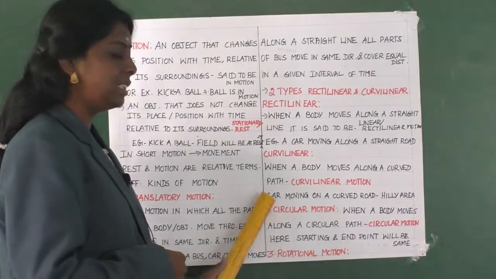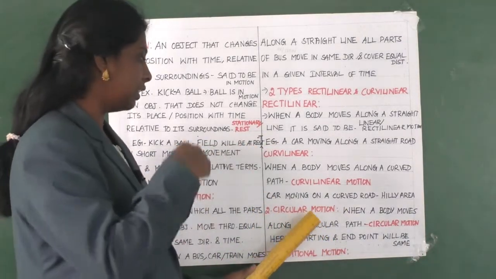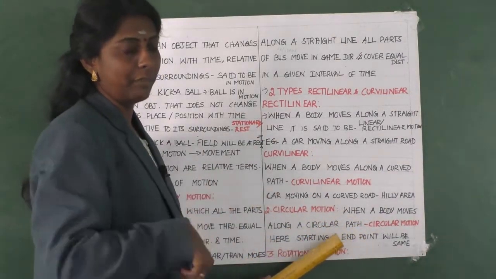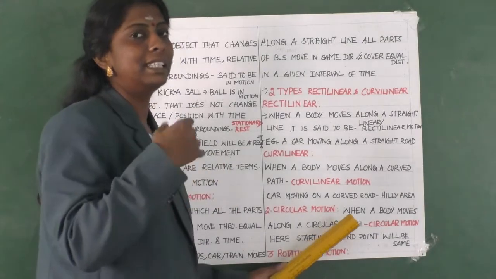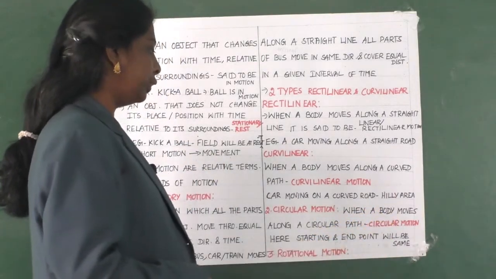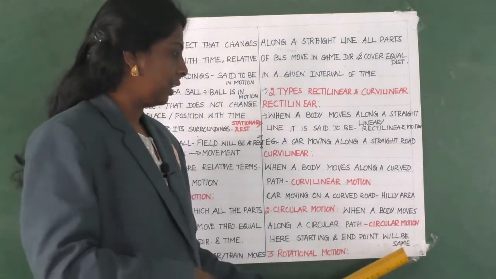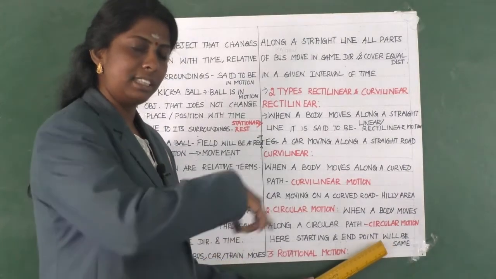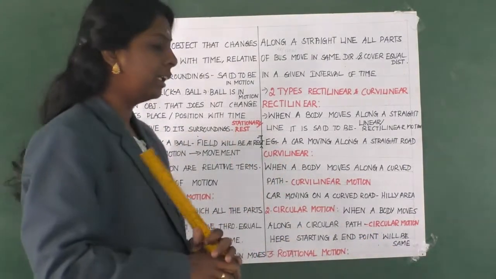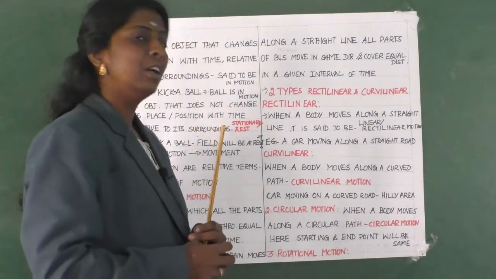Then the next type is circular motion. You know, circle shape. Is it not? Now, when a body moves along a circular path, it is said to be circular motion. In this type of circular motion, the starting and end point will be the same position. Is it not? That's circular motion. Now, let us learn about the next type, that is rotational motion.